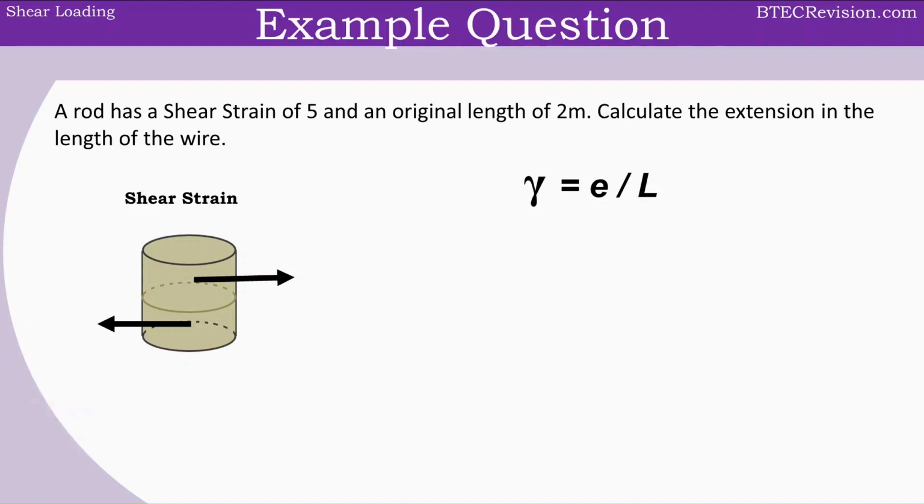So we will take this equation and rearrange for extension. We will have to multiply both sides by length, and that will give us gamma times length equals extension. Plugging in our values, our gamma, which is our shear strain, is 5, multiplied by the original length, which is 2, so the extension is going to be 10 meters.